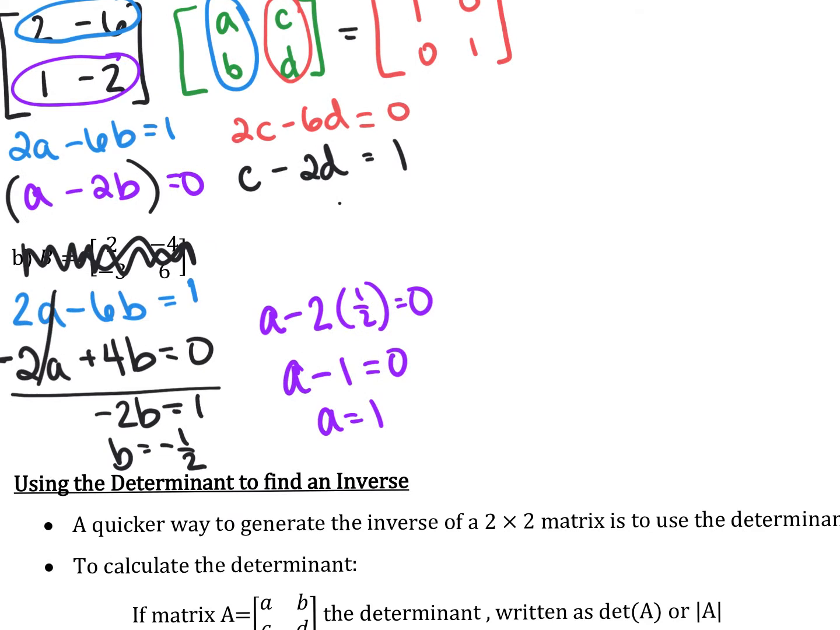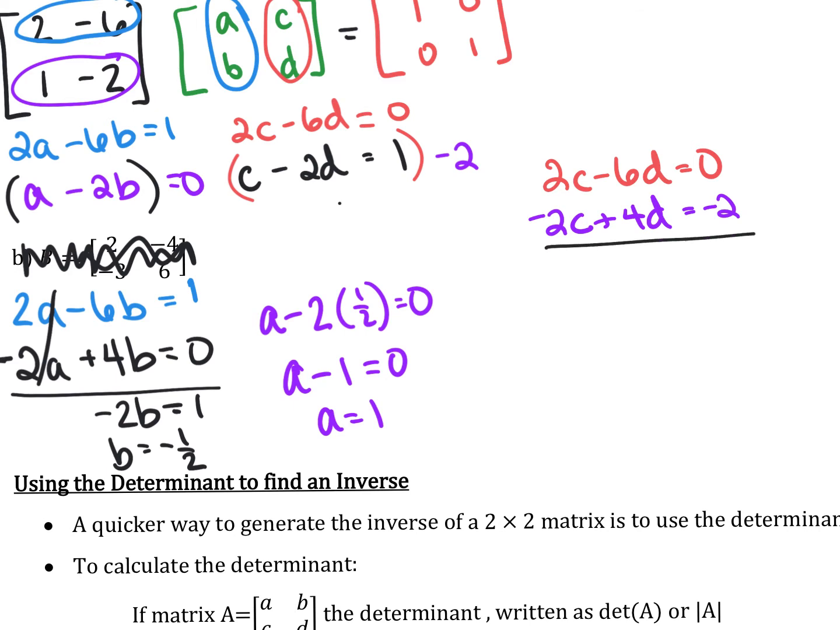So to find C and D, I will eliminate the C's. I'm going to multiply this row by -2. So I have 2C minus 6D equals 0. Then I have -2C plus 4D equals -2. These are going to cancel. -6D plus 4D is a -2D. That equals -2. Divide by -2 on both sides, and D is equal to 1.